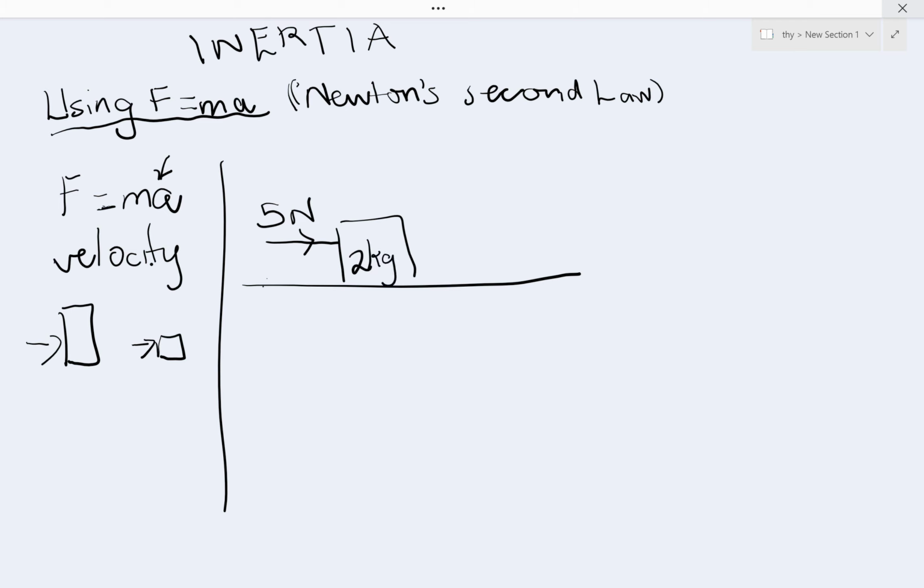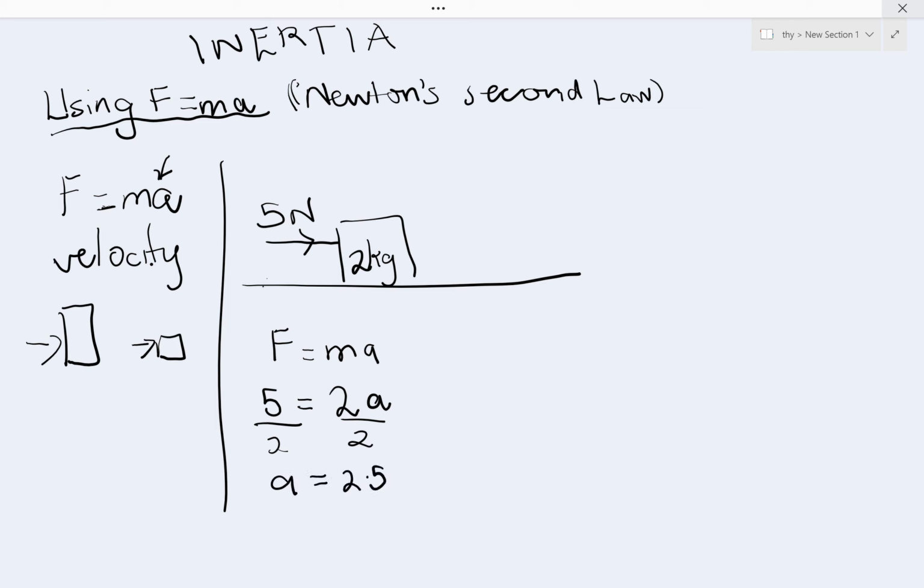So if we wanted to calculate the acceleration of this object, it would be really quite easy. We say force is equal to the mass times the acceleration. 5 is equal to, what's the mass? The mass is 2 and the acceleration is a. So when we move the 2 to the other side, we'll have a being equal to 2.5.